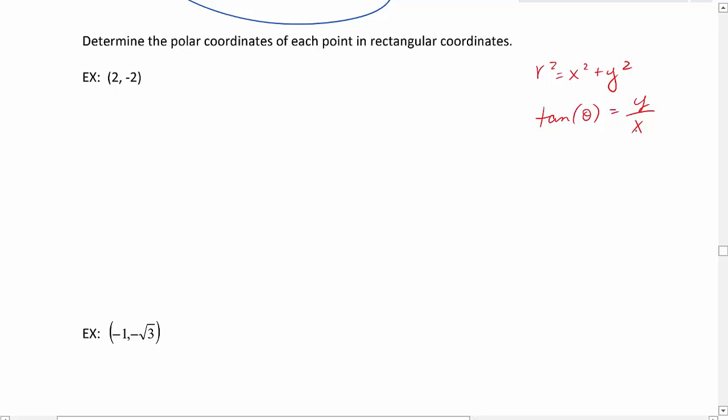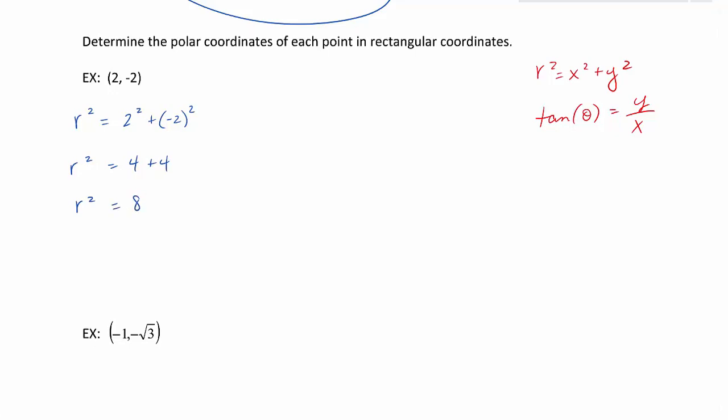So we'll start by getting r. We'll use our first formula. R squared is equal to 2 squared plus negative 2 squared. So r squared is equal to 4 plus 4. R squared is equal to 8. But we want r, not r squared. So we'll take the square root of both sides, and we get r to be 2 square root of 2.